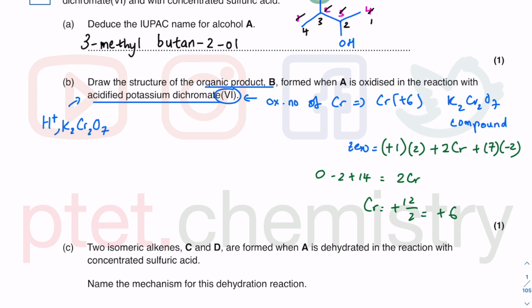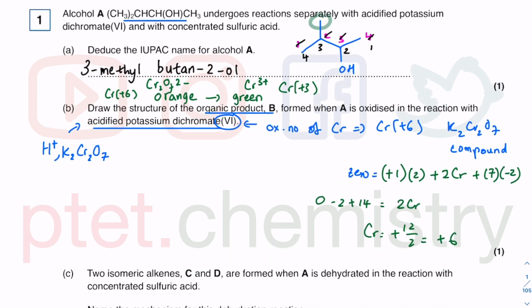In terms of coloration, this is going to go from orange to green. The green coloration there is due to chromium 3+, which is chromium plus 3, whereas the orange coloration there is chromium plus 6 due to the dichromate(VI) oxidation number there. Very, very important color change here.